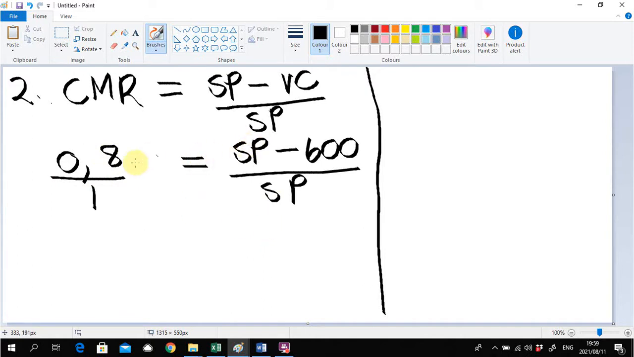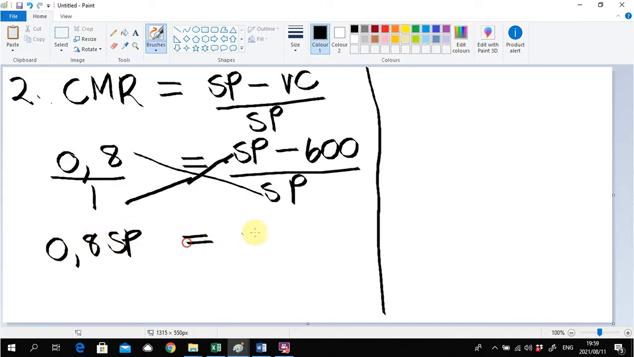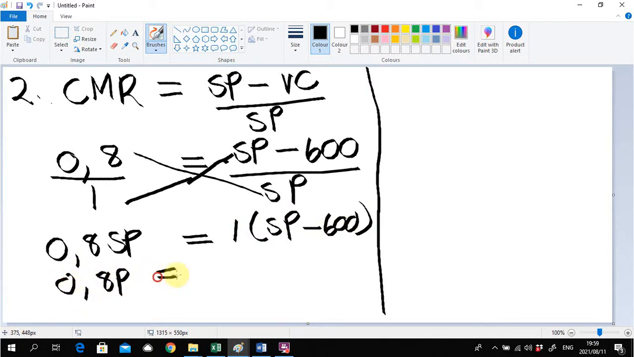So for cross multiplication, it says if you have a figure that you need to calculate, you can cross multiply to find the answer. So if I cross multiply 0,8 by the sales price, it's going to be 0,8 times the sales price, right? And then I'm going to say 1 times the sales price minus 600, and anything times by 1 will remain itself. So it is sales price minus 600. Right, so going forward, I'm just going to write there.